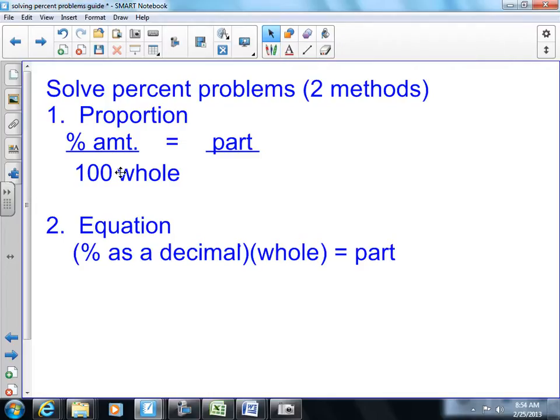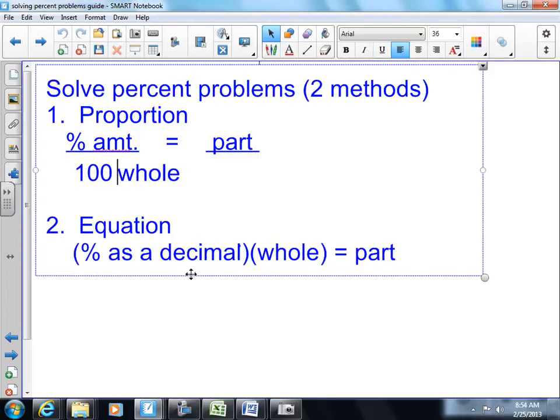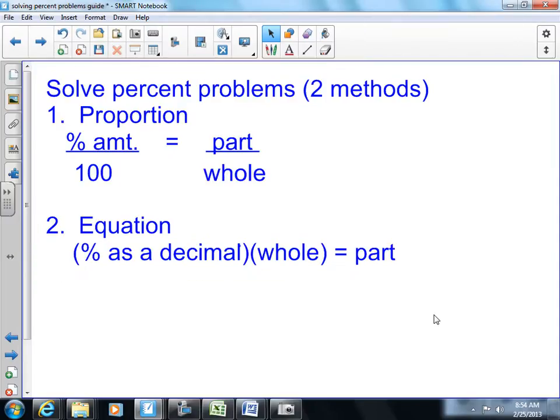Okay, so the first method that we're going to use is the proportion of the percent amount over 100, which we know that the percent always represents out of 100. Is that correct? Equals the part out of the whole. Now, one misconception that we've had in the past is that the part must be smaller than the whole. But that's not the case, especially if you have a percent that's over 100%. Then your part might be larger than your whole. We're not going to work right now using the equation method at this time. We'll come back and talk about that one later.